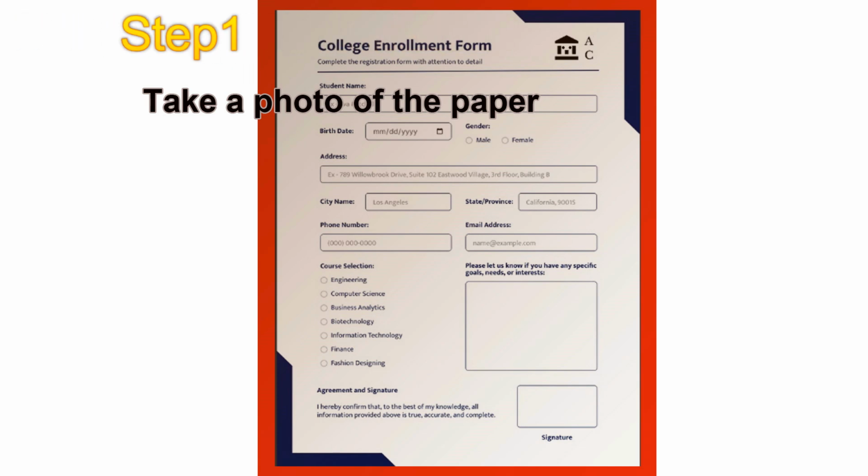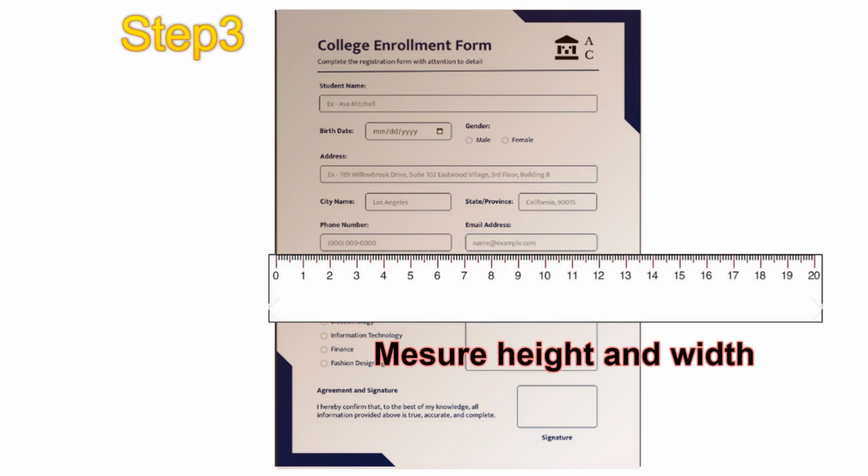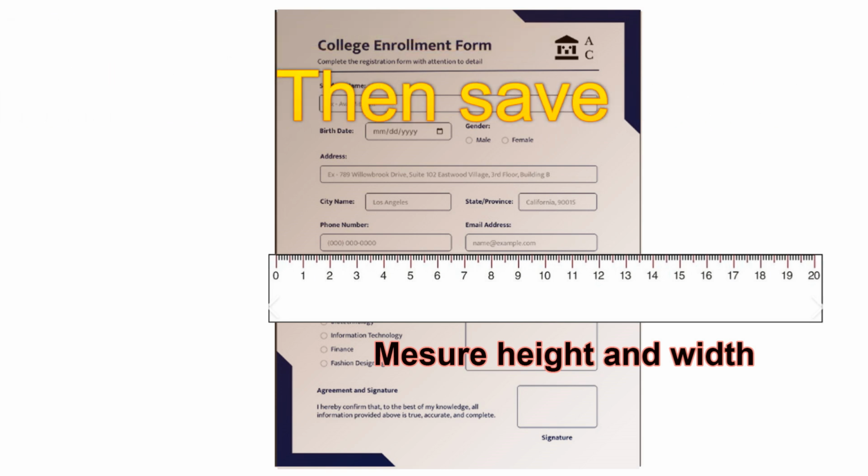Before I introduce how to fill out irregular forms, I need to complete the following 3 steps in advance. Step 1. Take a photo of the paper. Step 2. Crop the paper part from the photo, then save the cropped photo to my computer. Step 3. Measure height and width of the paper with a ruler.